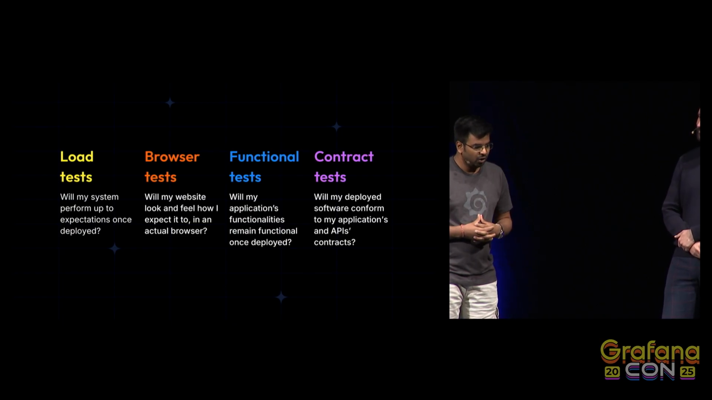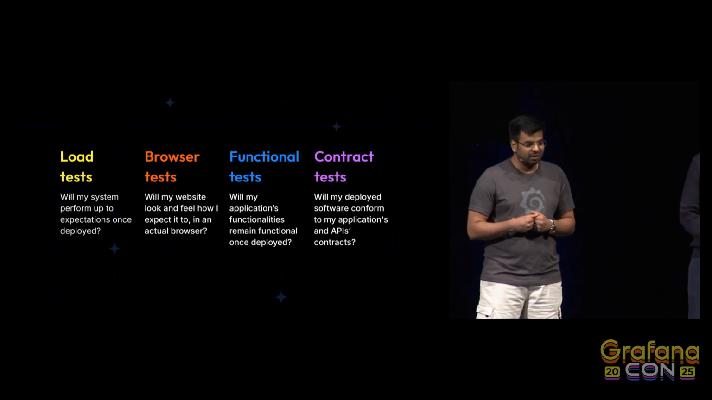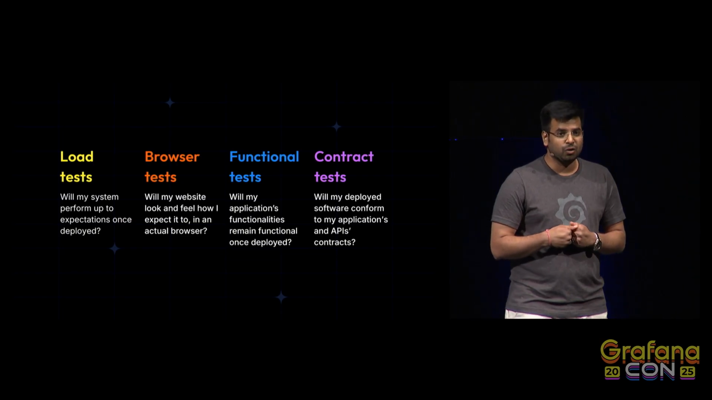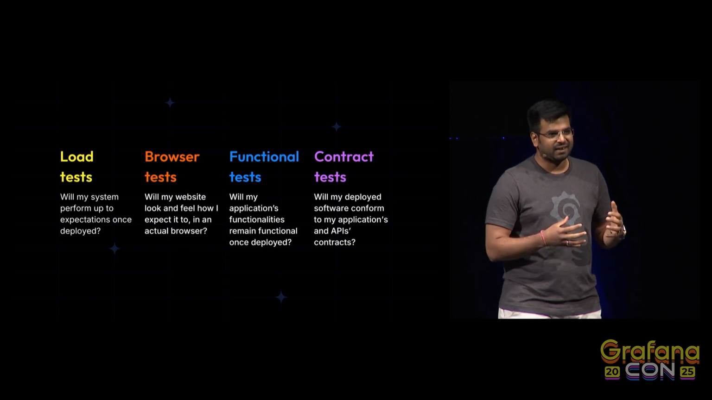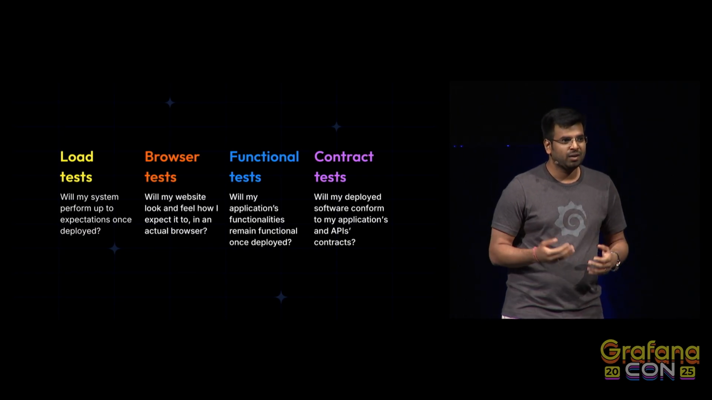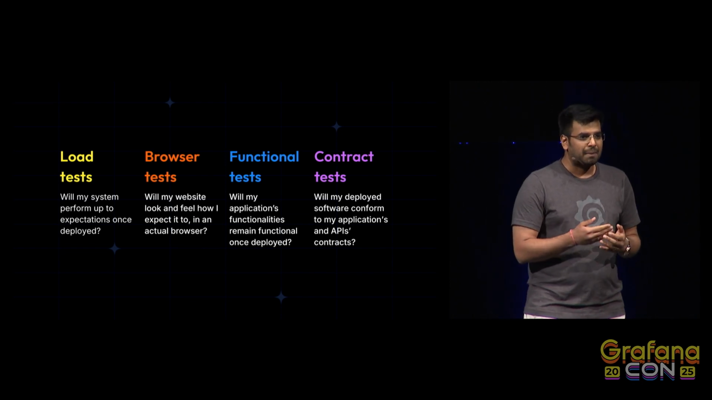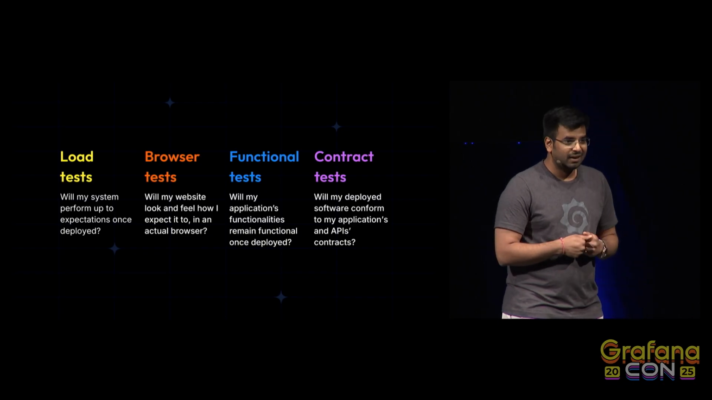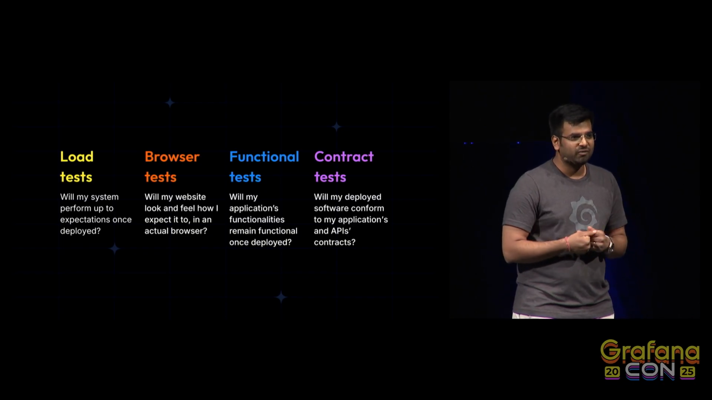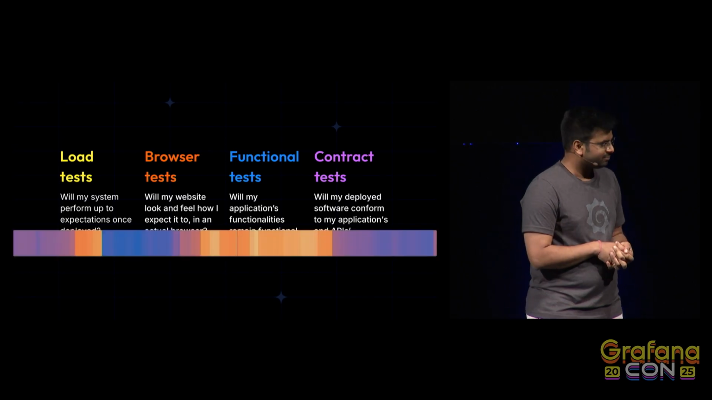For example, to check if your system can handle all the traffic which your marketing team is promising, K6 can help you do load testing. To verify that the UI of your website looks exactly what your design team thinks it should, K6 can help you with browser testing. To validate individual application functionalities, you can use K6 to perform functional testing. And last but not least, you can modify K6 to do contract testing as well.